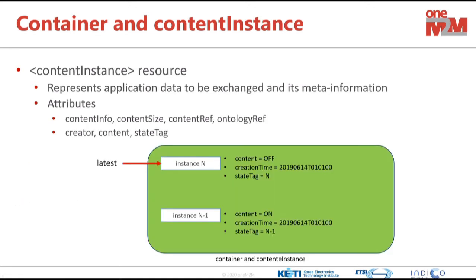And content instance resources. Inside the content instance resource, we have a really important attribute, which is the content. We put all the payload data for our application or services into the content attribute. And we have other meta information like the creation time or the expiration time or the state tag, which is a kind of sequential number.